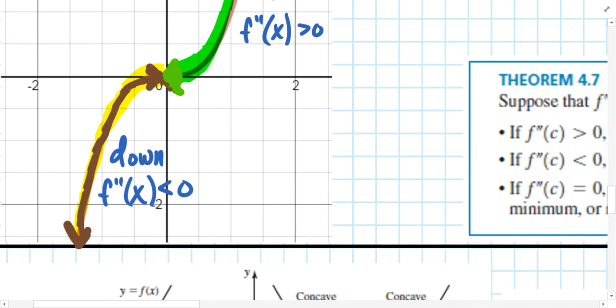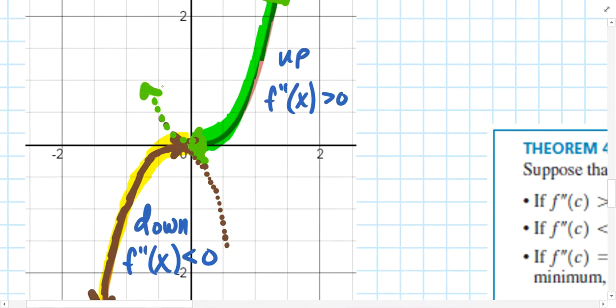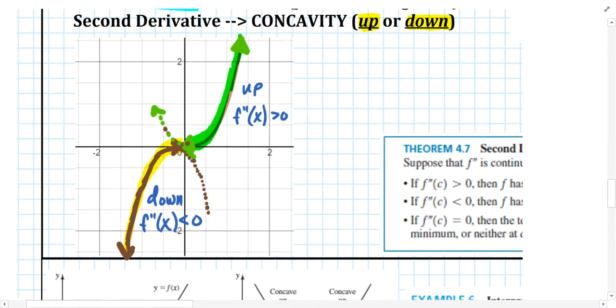And if we were to continue, let's say, an imaginary curve here, we can see that this curve is tending downward, this curve is tending upward, and that might help you recognize this notion of concavity. Concave up in green, concave down in brown or yellow.